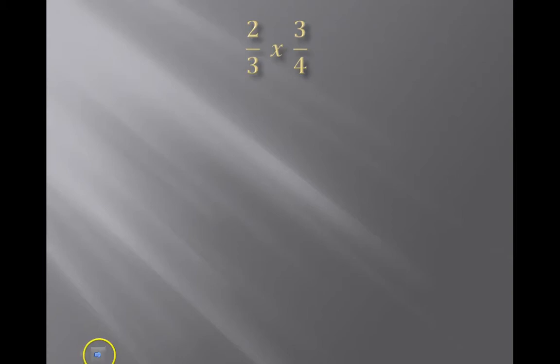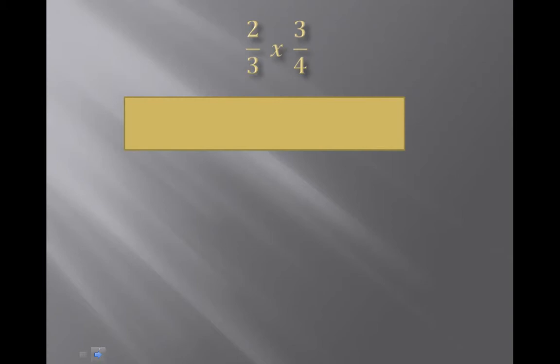Here's a visual for you to see how it works. Imagine this is one bar, just like we've seen. I just made it a little bit larger for us this time. We're looking at 2/3. So first, let's break up this bar into thirds. You can see we have 1/3, 2/3, and then we have the leftover here. So we have the 2/3 in the blue.